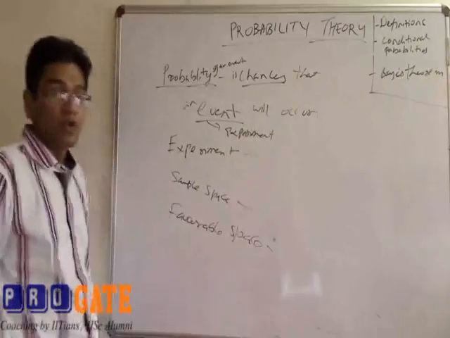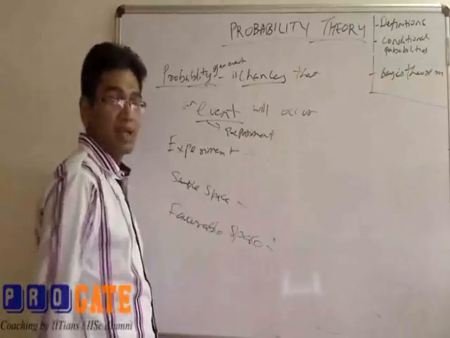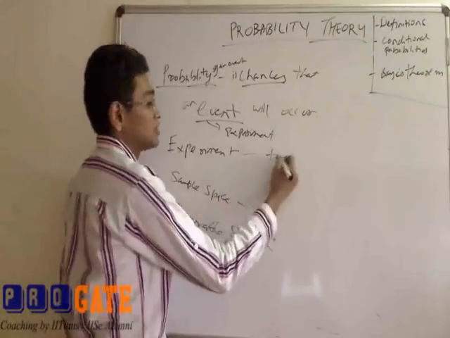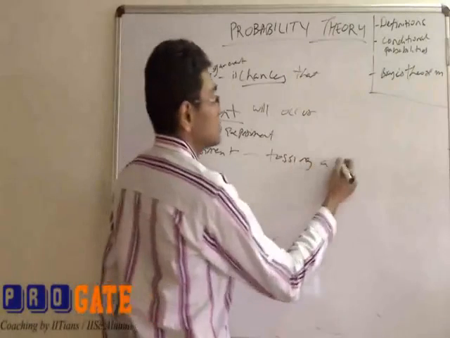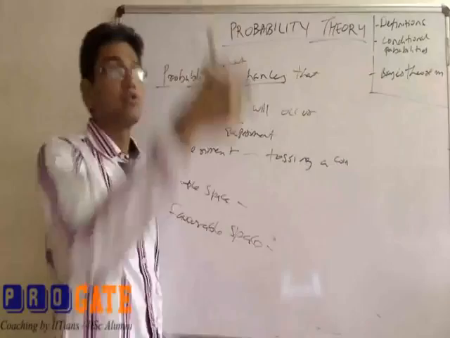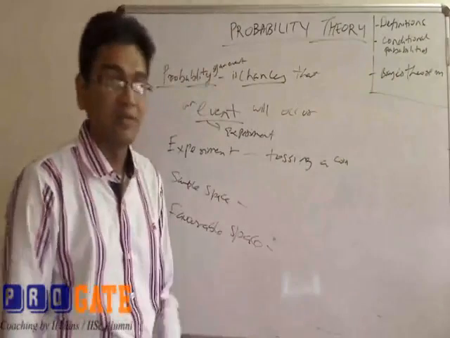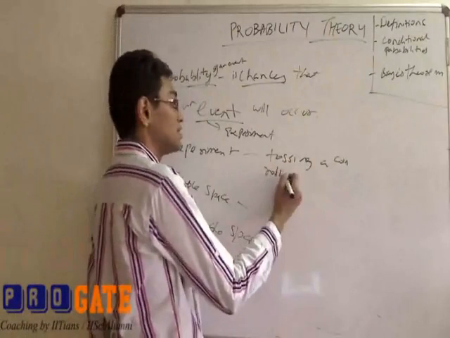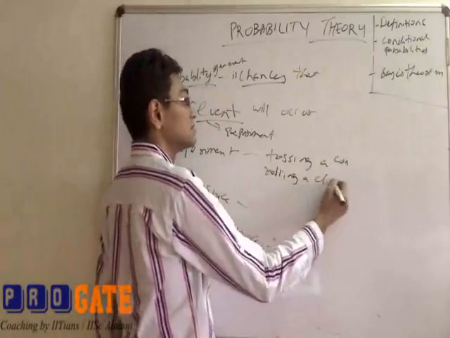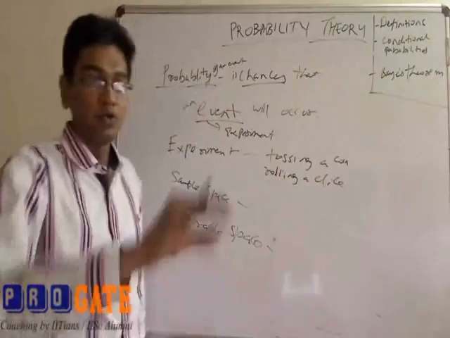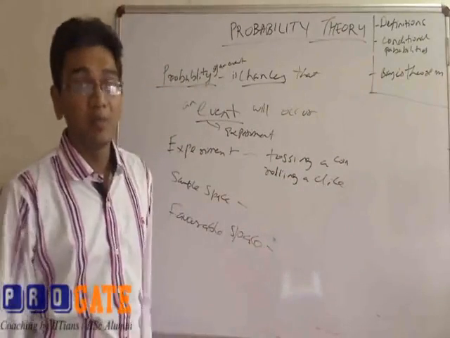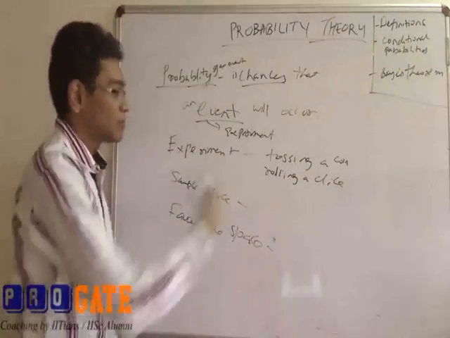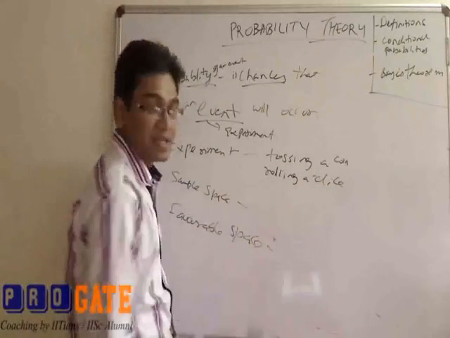So what can be an event? A typical example: I am tossing a coin, and I am looking at the result, whether it is head or tail. Or I am rolling a die. I am playing Ludo and rolling a dice, or playing 7 up, 7 down and rolling a dice. So all these are various experiments.